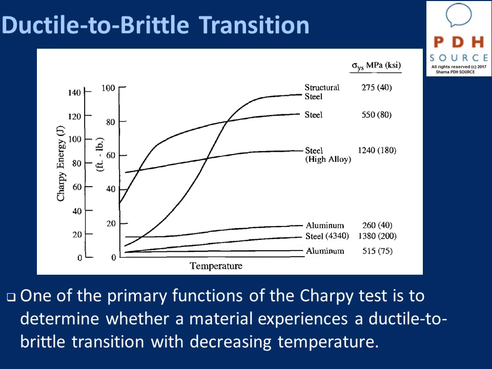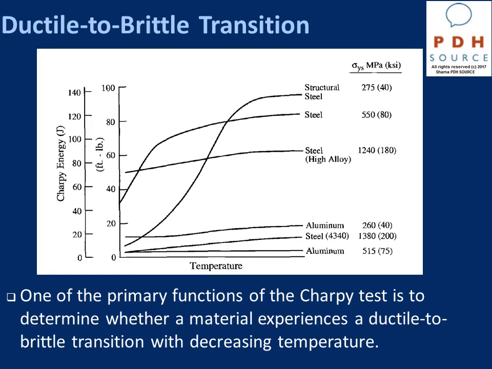The CVN impact values at the lower left of the figure are representative of low levels of notch toughness or brittle behavior. The values in the upper right are high values for notch toughness and are representative of ductile type behavior of the material.